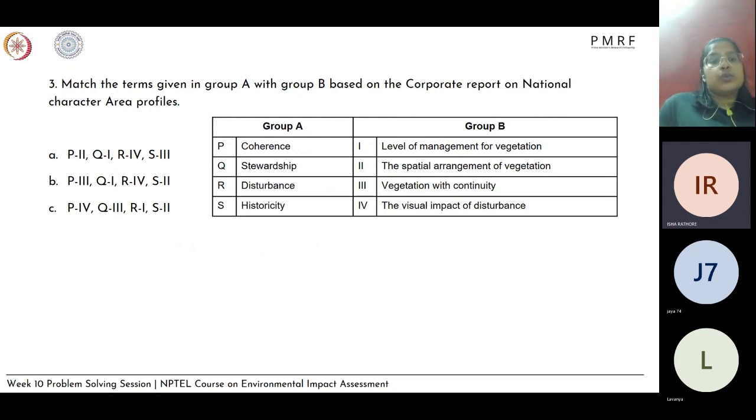Match the terms given in Group A with Group B based on the corporate report on national character area profiles. So we have coherence, stewardship, disturbance, and historicity in Group A, and their character area profiles in Group B.